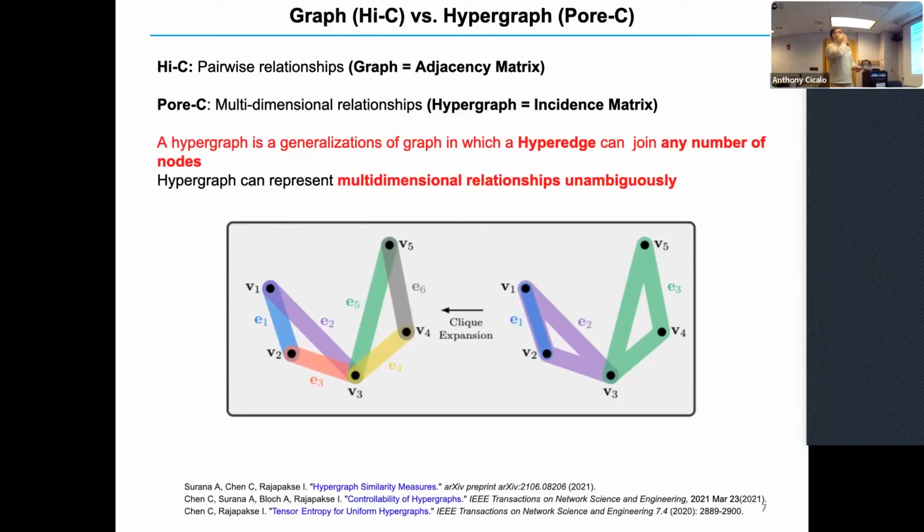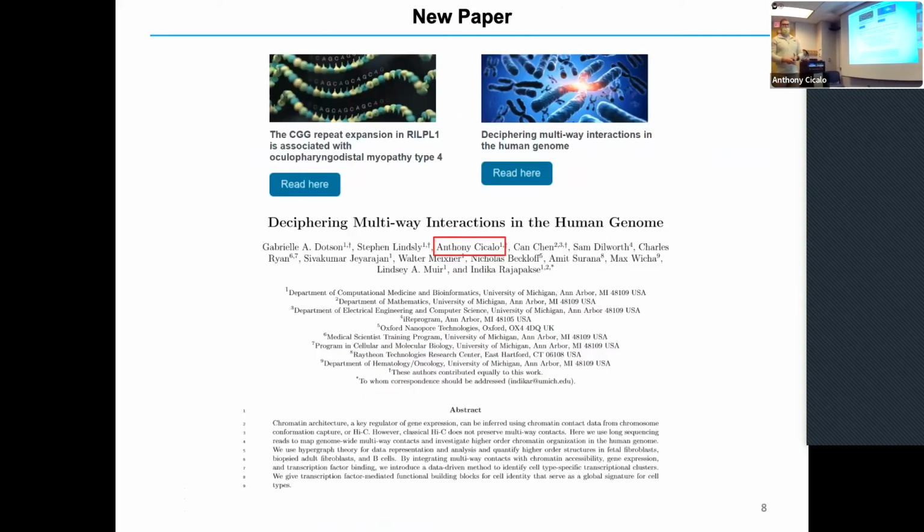So, graph Hi-C versus hypergraph Pore-C. Hi-C provides us with pairwise relationships, which are represented as a graph, and its matrix is an adjacency matrix. Pore-C captures multi-dimensional relationships, which are naturally represented as a hypergraph, and its matrix is an incidence matrix. A hypergraph is a generalization of a graph in which a hyperedge can join any number of nodes, so it can represent multi-dimensional relationships unambiguously. The unique thing about a hypergraph is that you can do what's called clique expansion and decompose these multi-way interactions into their pairwise contacts. But you cannot go back from the pairwise interactions to the multi-way interactions. That is why we like to use Pore-C.